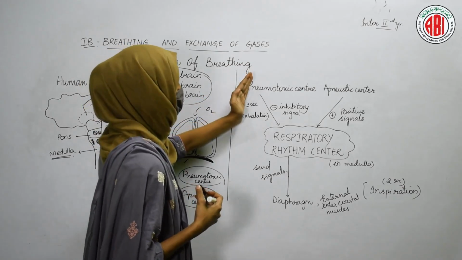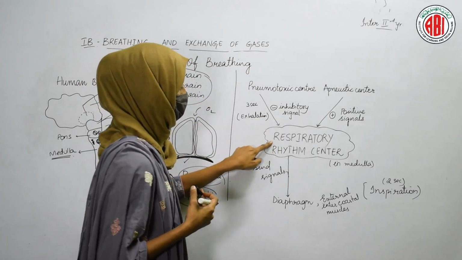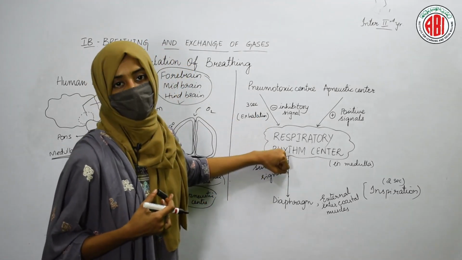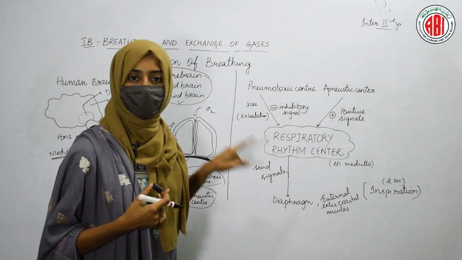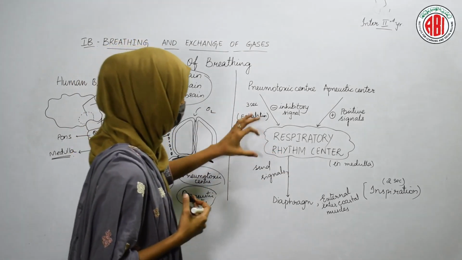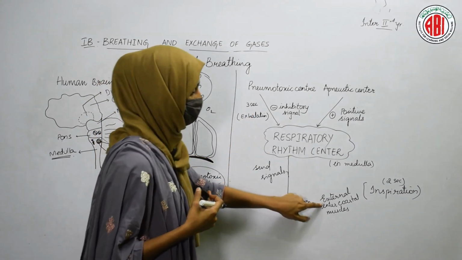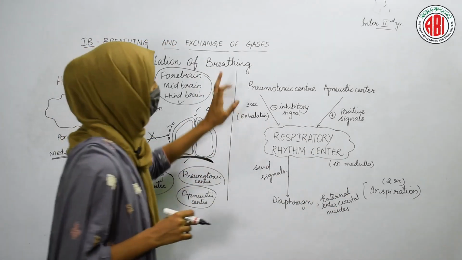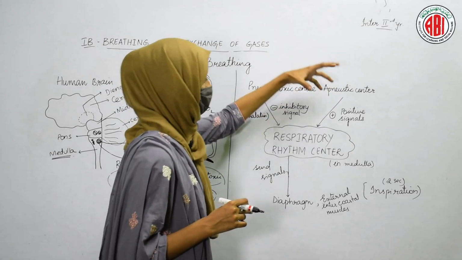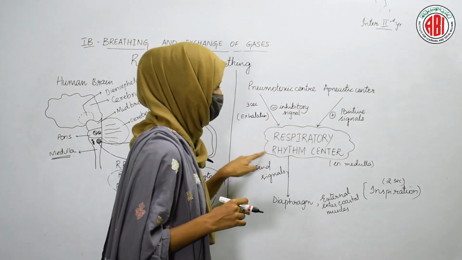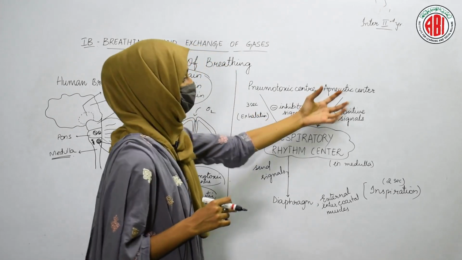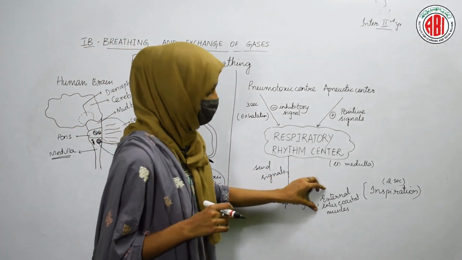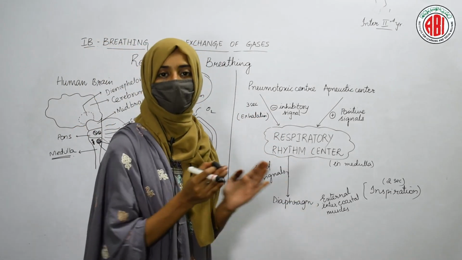So in the pons of our brain, the pneumotoxic center and the apneustic center are found. The pneumotoxic center sends inhibitory signals to this respiratory rhythmic center. That means it commands the respiratory rhythmic center to stop sending the signals for the contraction of muscles. And as soon as the signals are stopped, the diaphragm and external intercostal muscles stop contracting and the exhalation process can be done. But when the apneustic center becomes active, it sends positive signals to the respiratory rhythmic center. When it receives positive signals from the apneustic center, it sends the signals to the diaphragm and external intercostal muscles of our ribs to get contracted.